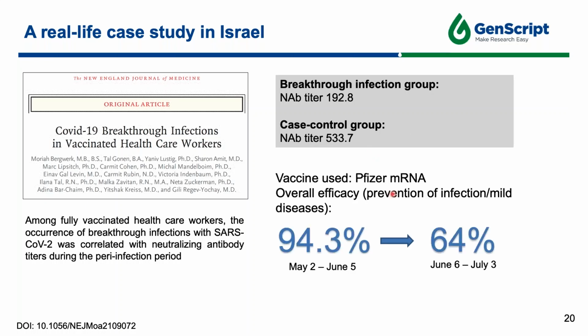So in this study, the vaccine used is the Pfizer mRNA vaccine, and the overall efficacy for prevention of infection and mild disease dropped from 94.3% to 64% over 1 month. And this drastic drop of vaccine efficacy is mainly due to the waning immunity as well as the emergence of variants of concern.